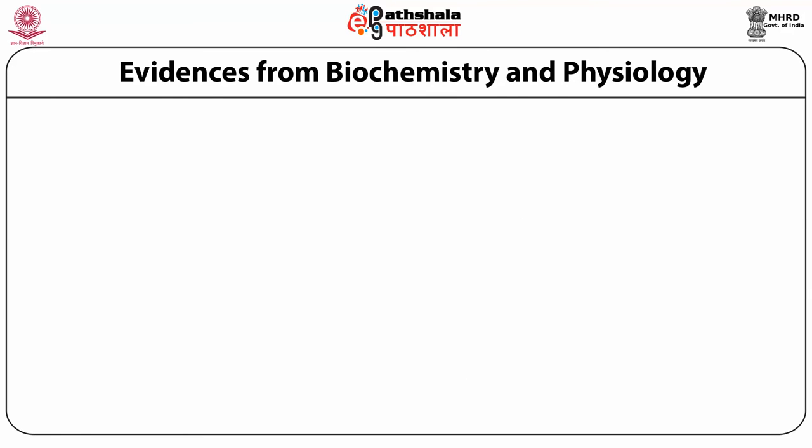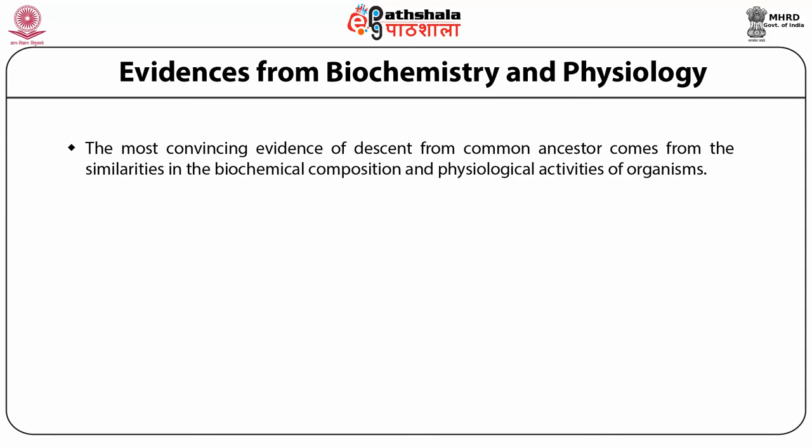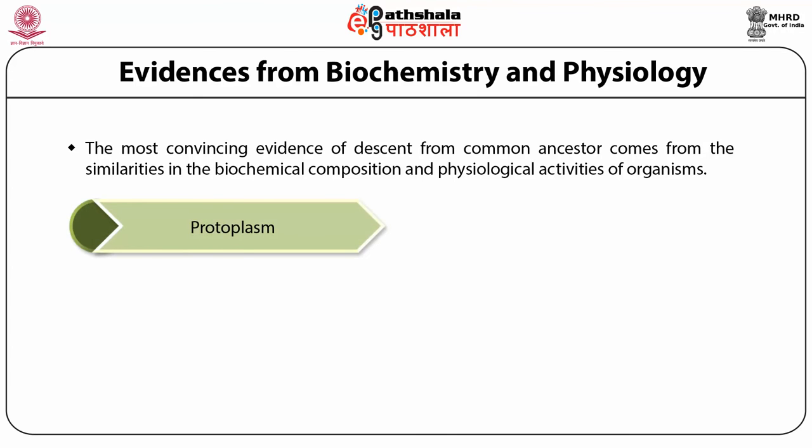Evidences from biochemistry and physiology. The most convincing evidence of descent from common ancestors comes from the similarities in the biochemical composition and physiological activities of organisms, like protoplasm. The chemical composition of all living beings is reduced to four main chemical elements, namely carbon, hydrogen, oxygen, and nitrogen.